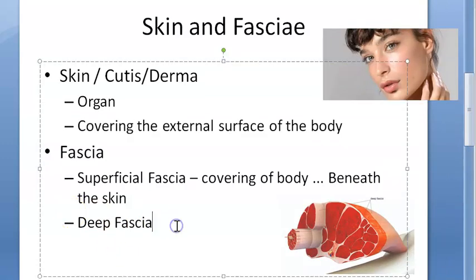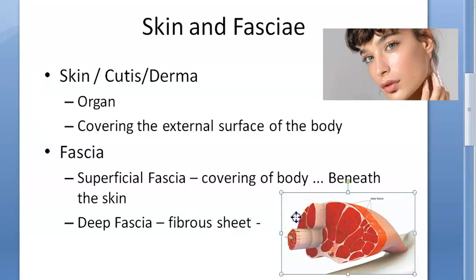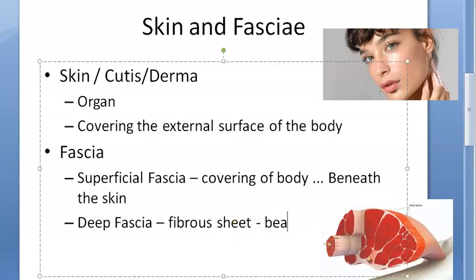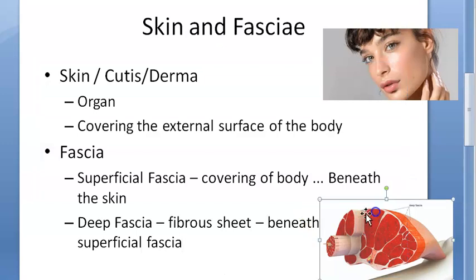which they are saying is a fibrous sheet which invests the body beneath the superficial fascia. Okay, so where is this? This is a fibrous sheet, and it is beneath the superficial fascia. Okay, let us look at this image here.